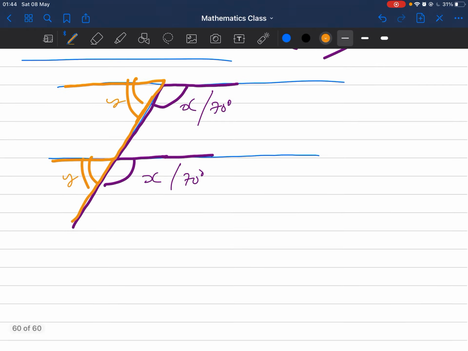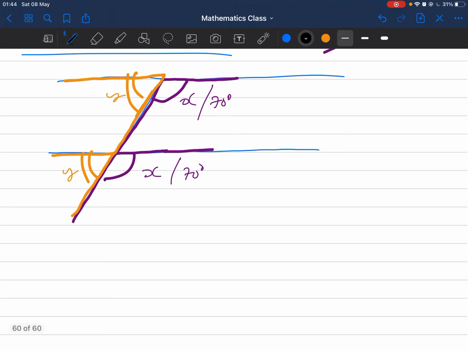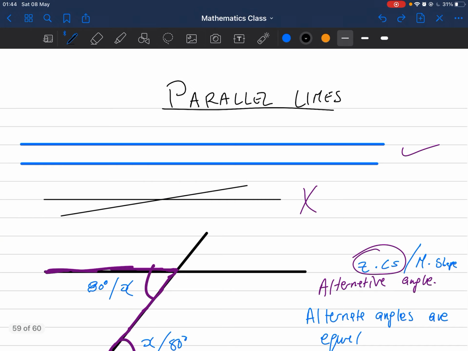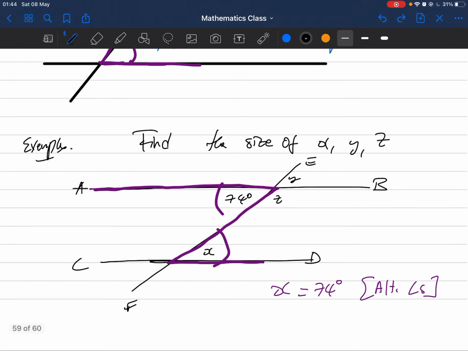Make sense? So what it says is that corresponding angles are equal. So yeah, that's what it says. Corresponding angles are equal. Now let's go back to our example. Okay, let's go back to the example.